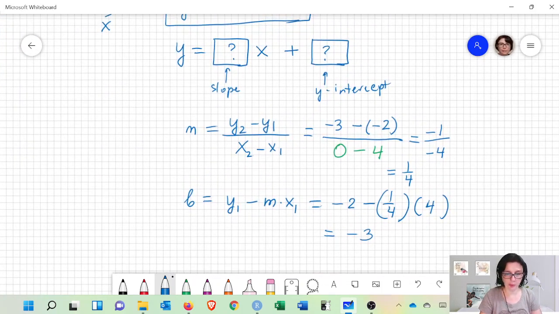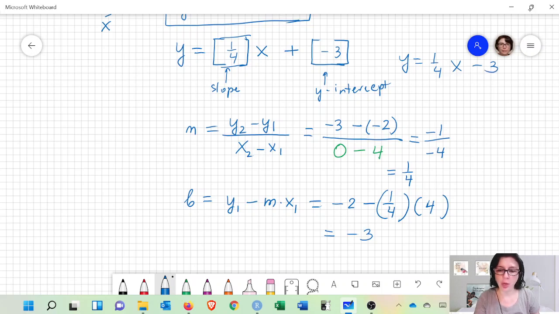So the slope is 1/4, and that goes in the first mystery box. And the second mystery box is the intercept, and that one is -3. So I'm pretty much done, except instead of doing a plus -3, I can just put -3, because a negative is the same as subtracting. And so this is my answer, 1/4 x minus 3.